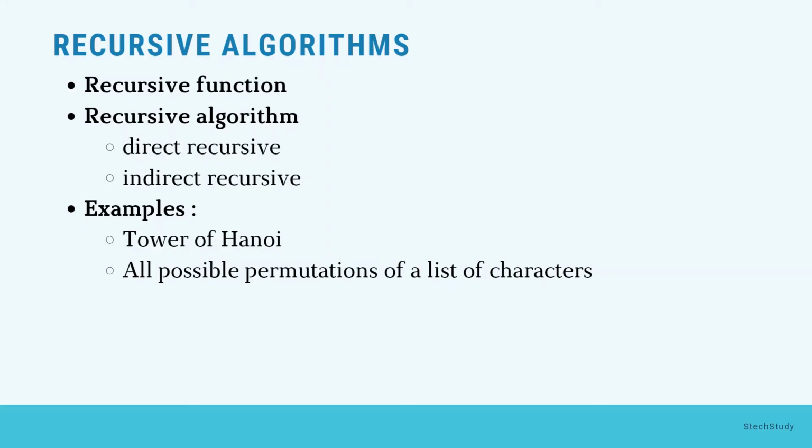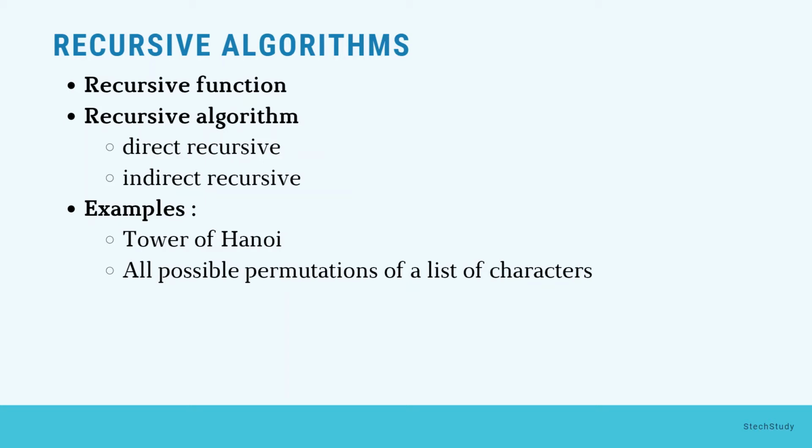Before the next topic, let's discuss algorithm types. Algorithms are of two types: recursive algorithms and non-recursive algorithms. We will see what recursive algorithms are first. A recursive function is a function that is defined in terms of itself. Similarly, an algorithm is said to be recursive if the same algorithm is invoked in the body.